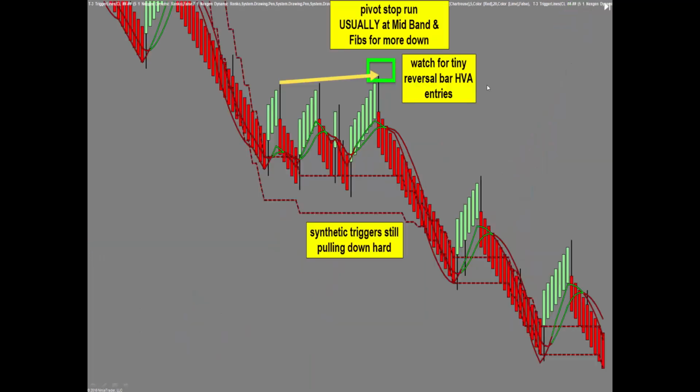Here's another example of the same thing. We've got very strong down synthetic triggers, and we get a pivot stop out. Usually this is at a mid band or a Fibonacci area, and these pivot stop outs are where we're watching for tiny reversal bars with high volume area entries when our synthetic triggers are still down and well below us.